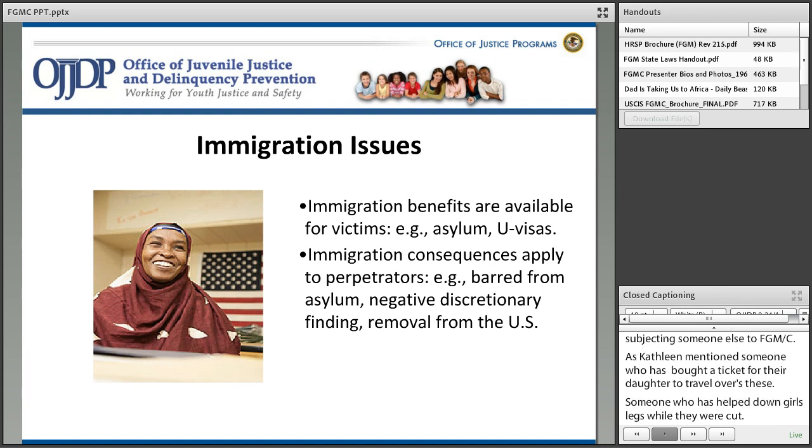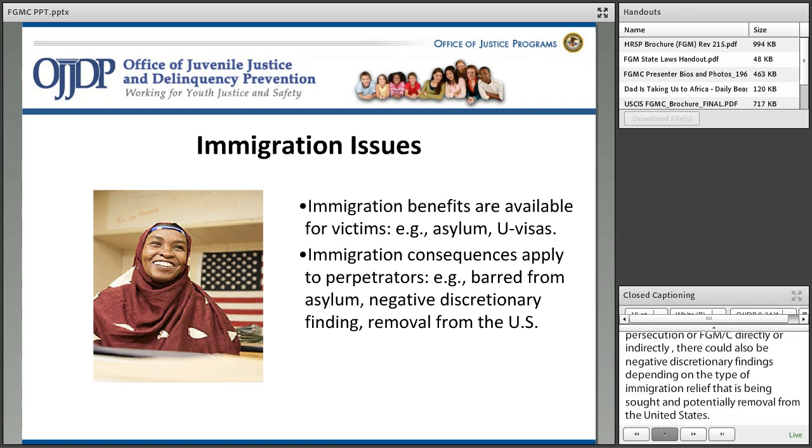And then also if there's any involvement in persecution or involvement in FGM, whether directly or indirectly, there could also be negative discretionary findings depending on the type of immigration relief that's being sought, and potentially removal from the United States as well.